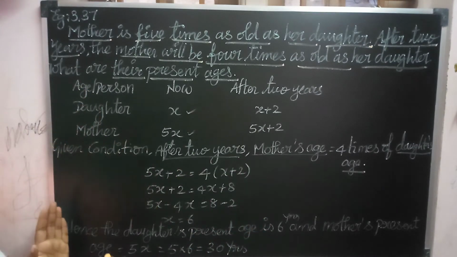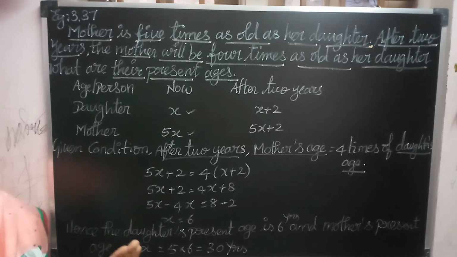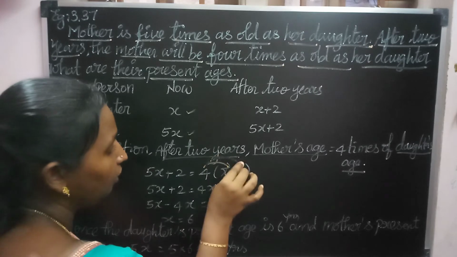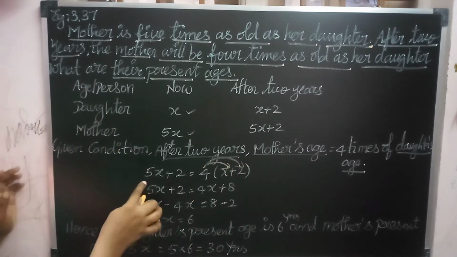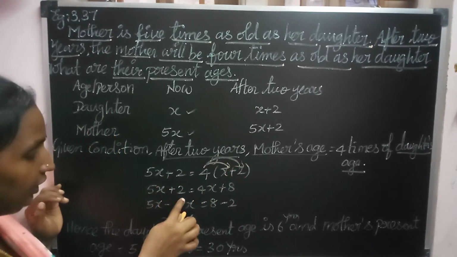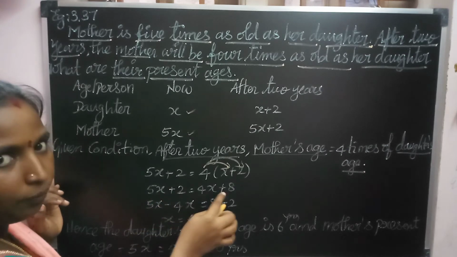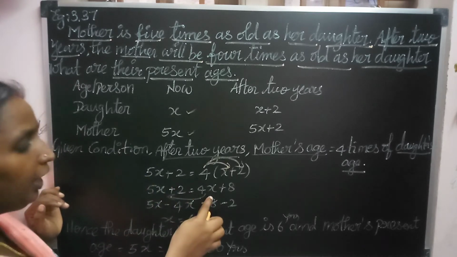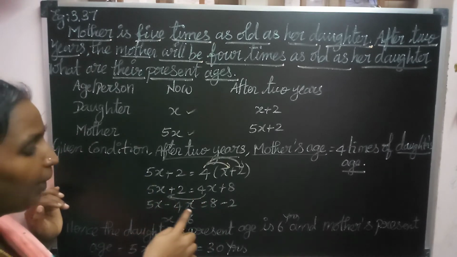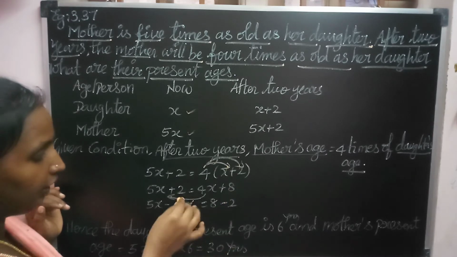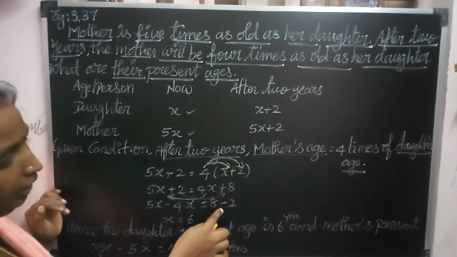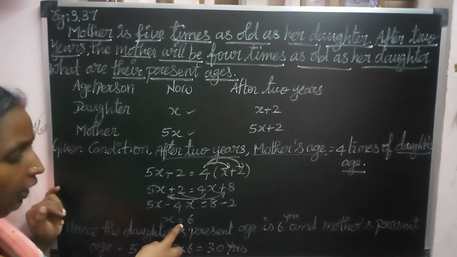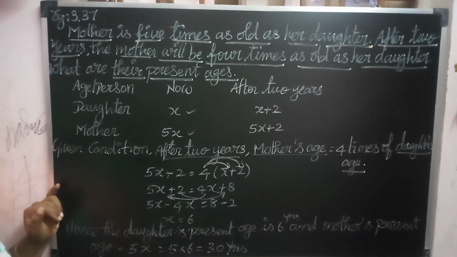So now the linear equation is formed. We are going to simplify that. 4 into x gives 4x, 4 twos are 8. So 5x plus 2 as it is equals 4x plus 8. The variable should always be on the left hand side, so plus 4x comes to this side and becomes minus 4x, and plus 2 goes to the RHS and becomes minus 2. So 5x minus 4x gives 1x equals 8 minus 2, which is 6. So x equals 6.